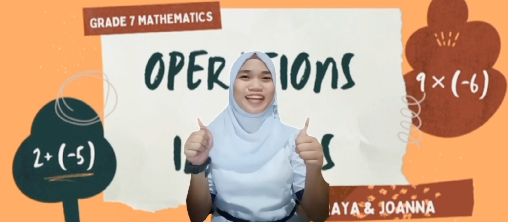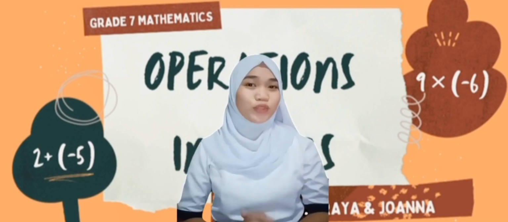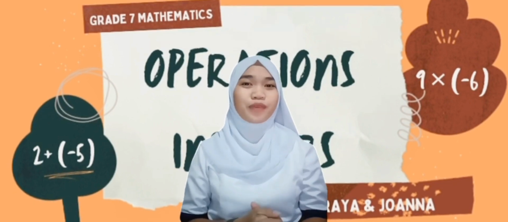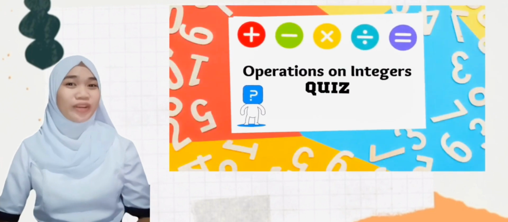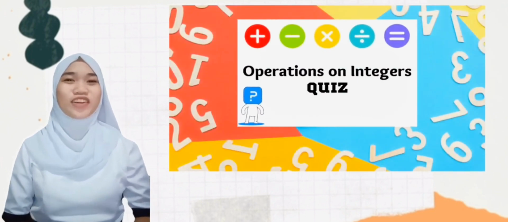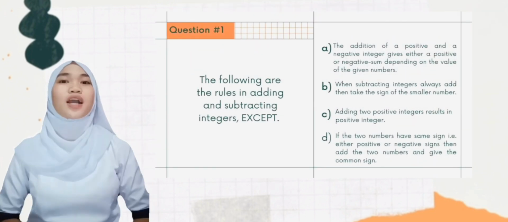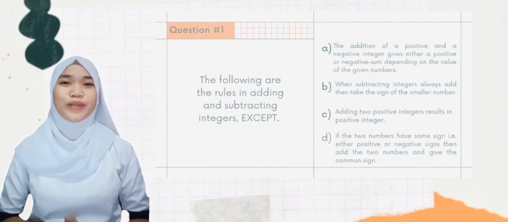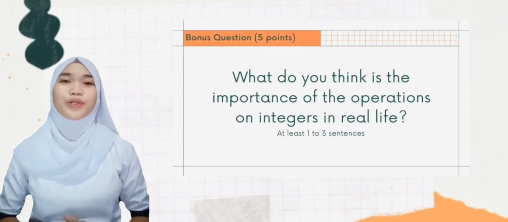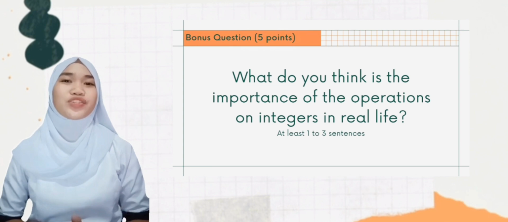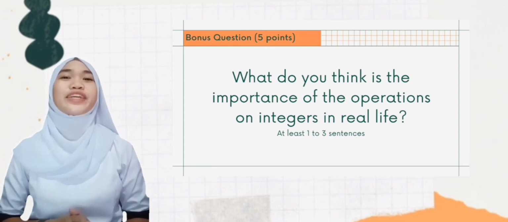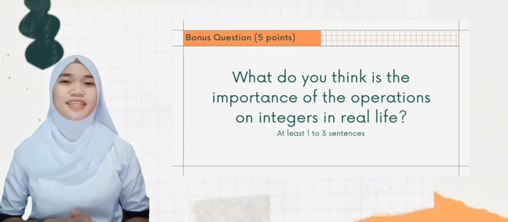Great job, students! So now, get one whole sheet of paper because we will have a quiz. Are you ready? Okay, let's start. Number 1. Bonus question for 5 points. What do you think is the importance of operations on integers in real life? You can write at least 1 to 3 sentences.